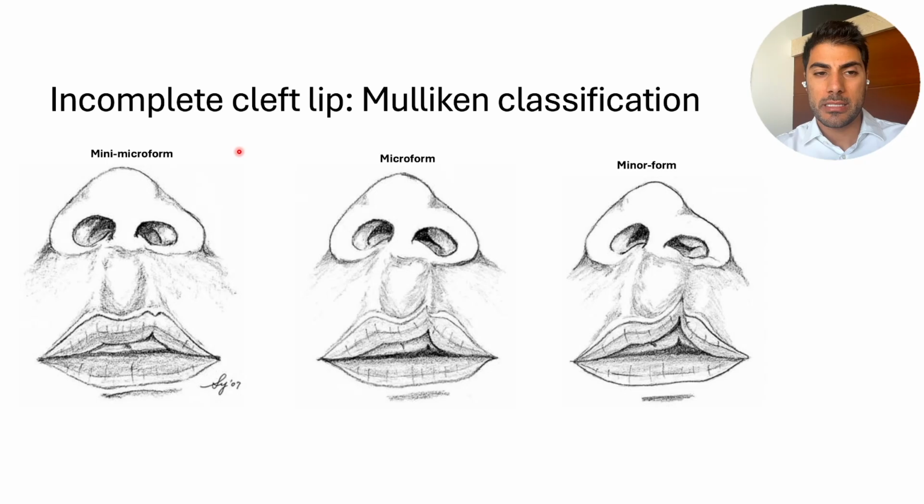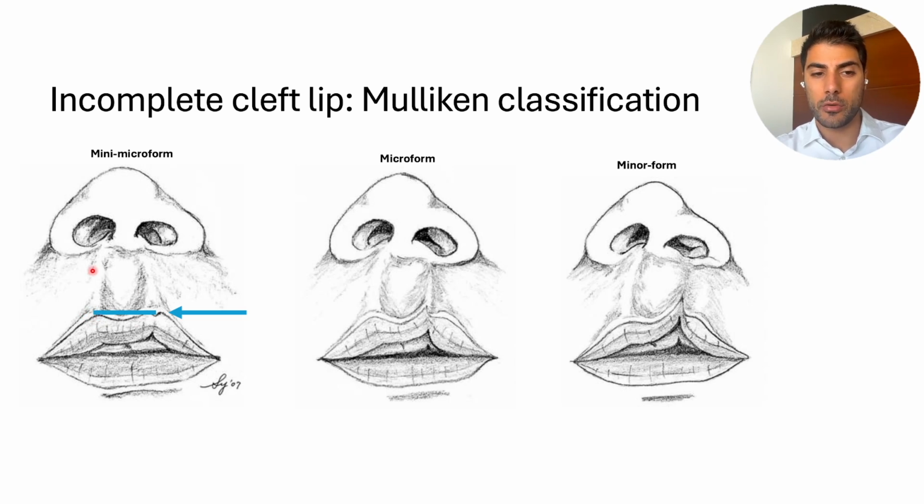So let's start with the mini-microform. In mini-microform, we see that we started to have a notch in the side of the left, but this notch is still on the level of the, basically what we look at is the peak of the Cupid's bow. So the peak on the Cupid's bow is equal to the peak on the Cupid's bow on the other side.